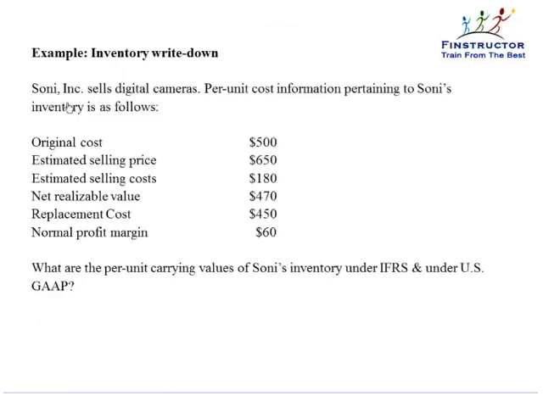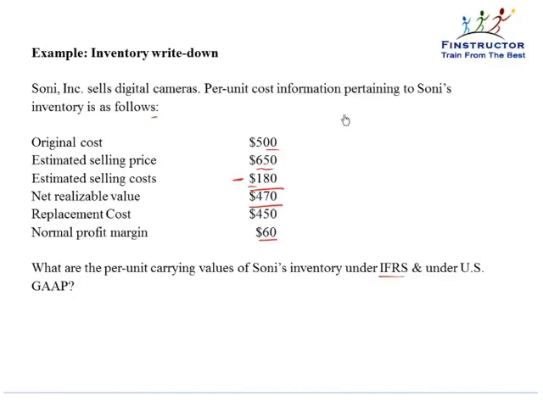Sony Incorporated sells digital cameras, and the per unit cost information pertaining to Sony's inventory is as follows. The original cost of the inventory is $500. The estimated selling price is $650. The estimated selling costs are $180. Net realizable value is $470, that is the selling price minus the selling costs. The replacement cost is $450, and we can expect a normal profit margin of $60. What are the per unit carrying values of Sony's inventory under IFRS and US GAAP?